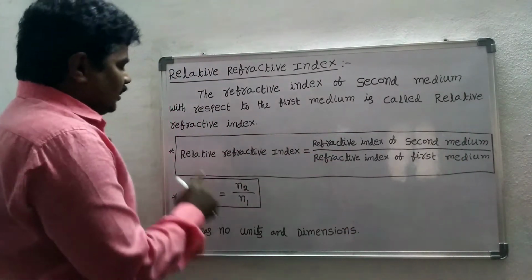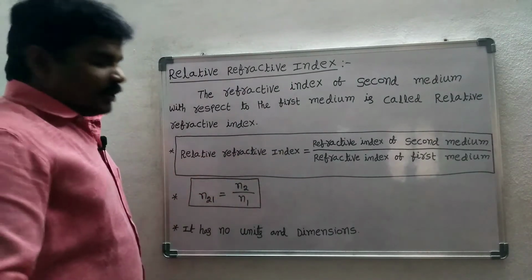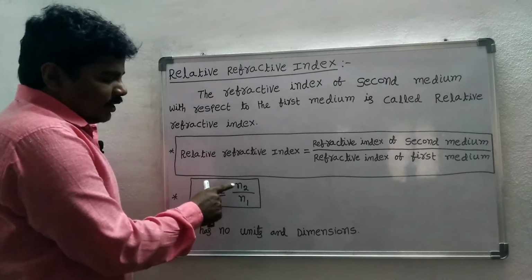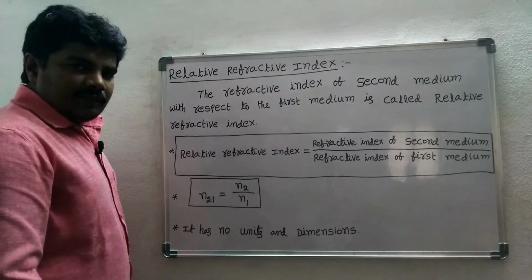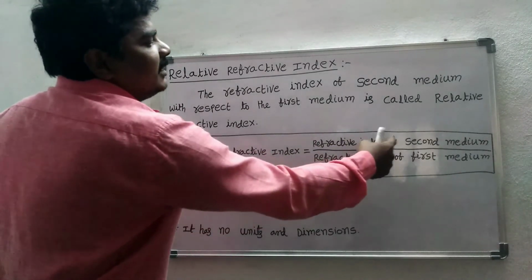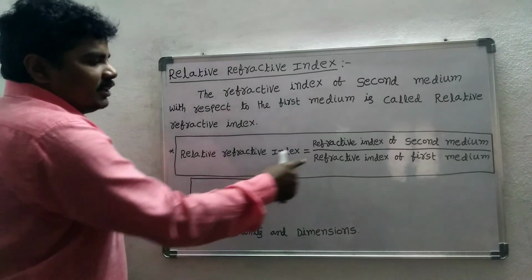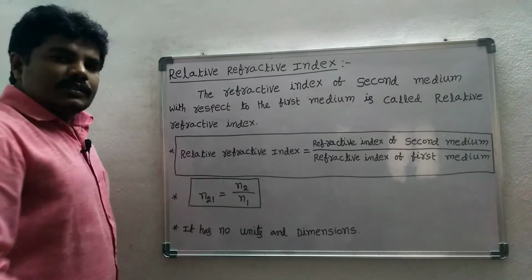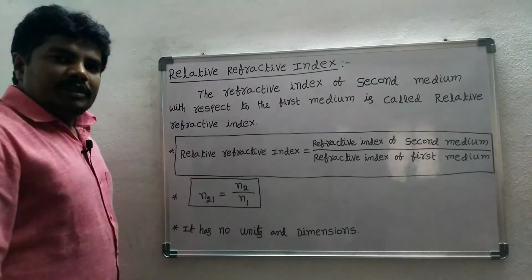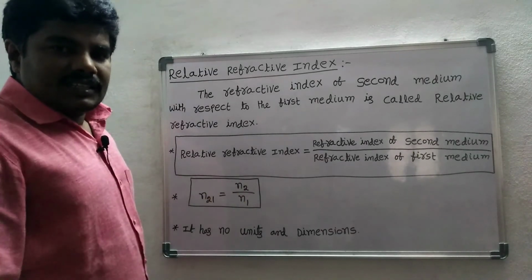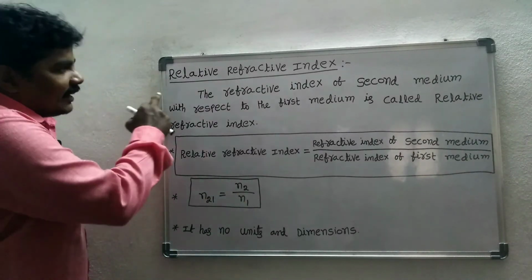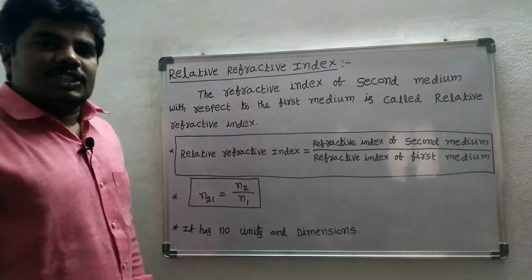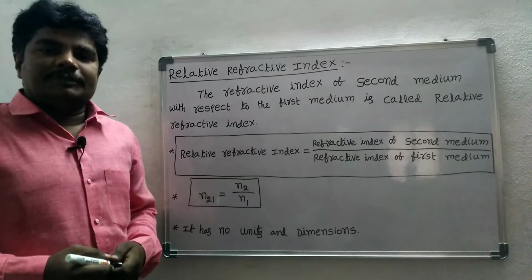medium. Here relative refractive index is represented by n21, which is equal to n2 by n1, where n2 is the refractive index of the second medium and n1 is the refractive index of the first medium. Here also in the numerator and denominator there are refractive indices. That's why this relative refractive index also has no units and dimensions. That is about relative refractive index.